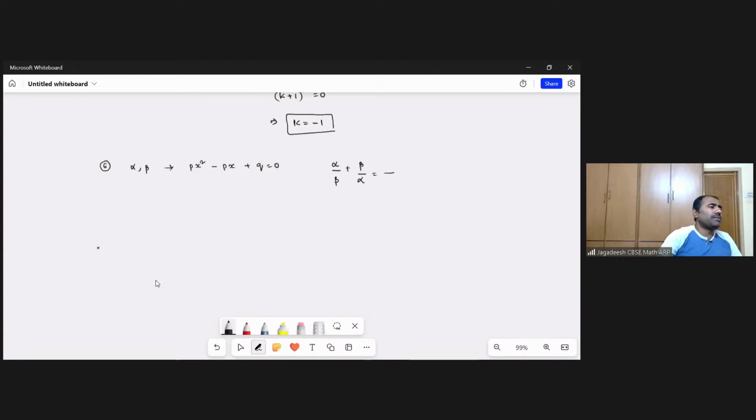Okay. So now for this given quadratic equation, let us find out sum of the roots, which is alpha plus beta. We know that alpha plus beta, sum of the roots is minus b by a, but in our quadratic equation, b is minus p, a is p. So I'll write directly p by p, which is 1. Now let us also find out alpha into beta, which gives you c by a, where c is q, a is p. So q by p.